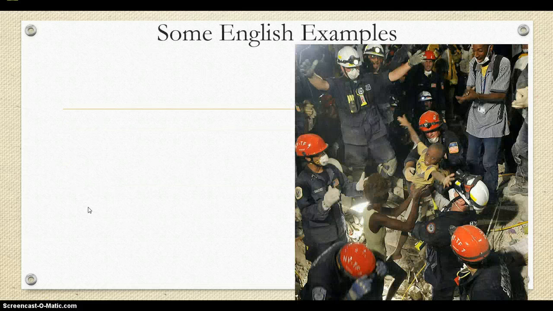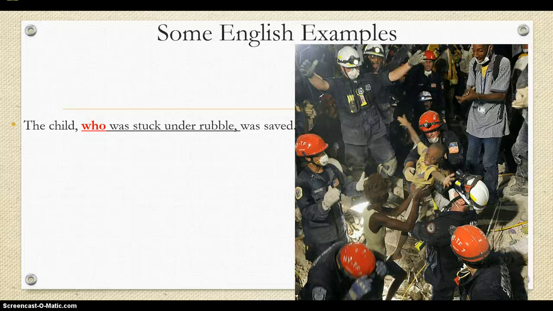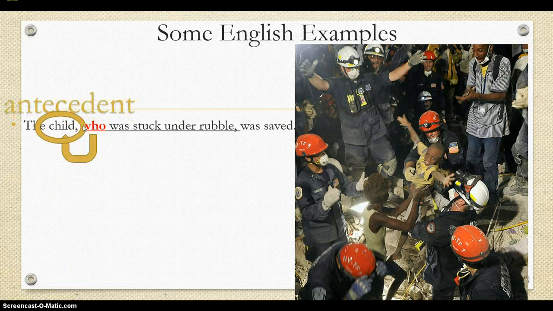So here are some examples in English. The child who was stuck under rubble was saved. Who was stuck under rubble is a relative clause. Relative clauses are begun by relative pronouns, and they always point back to something in the sentence. So the child is the one who was stuck under the rubble. So child is your antecedent. This is a picture from Haiti.